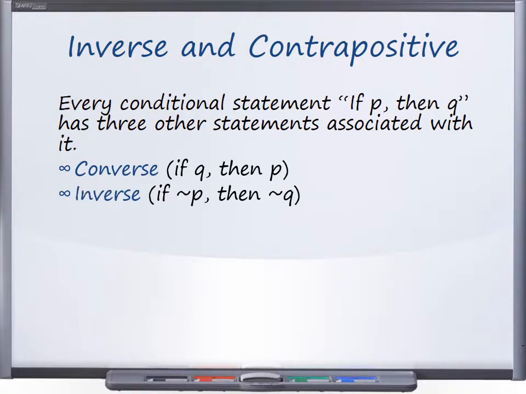The inverse inverts the original statement. So the inverse is if not P, then not Q. And then finally, the contrapositive says if not Q, then not P. Hopefully I'm not confusing you guys too much. Let's look at an example.